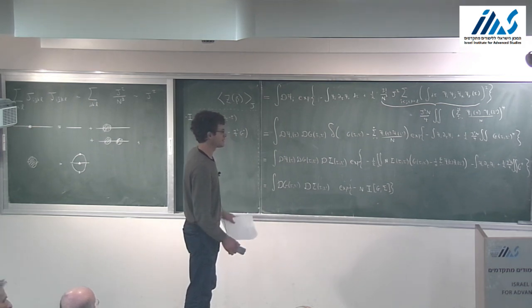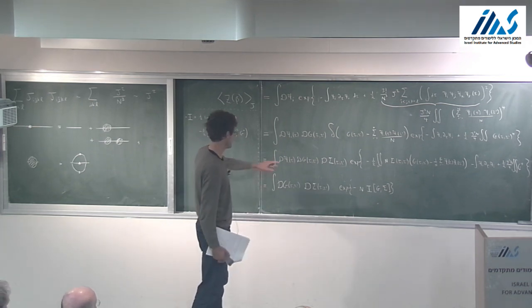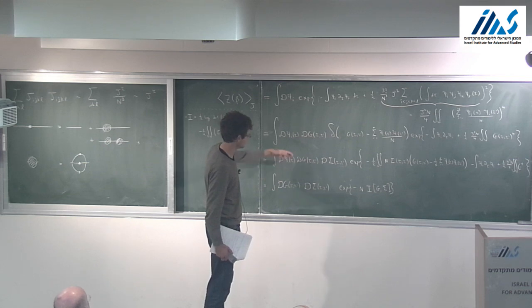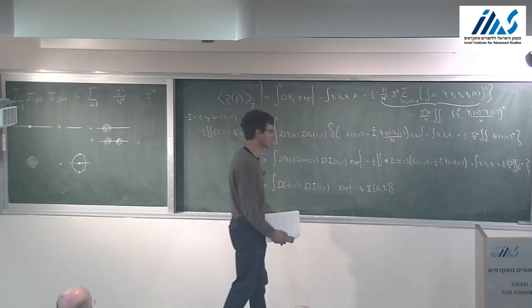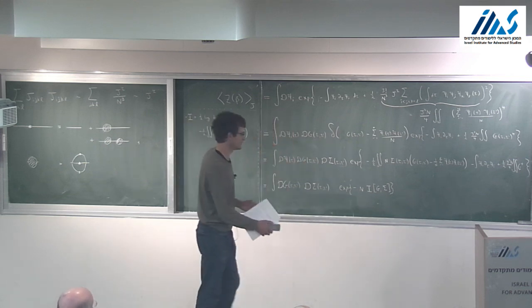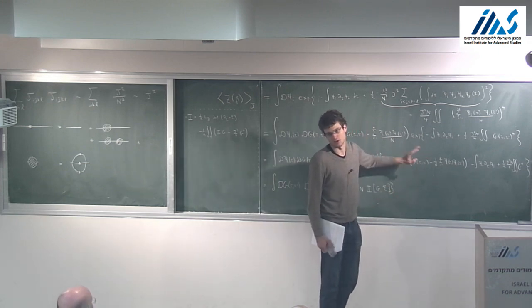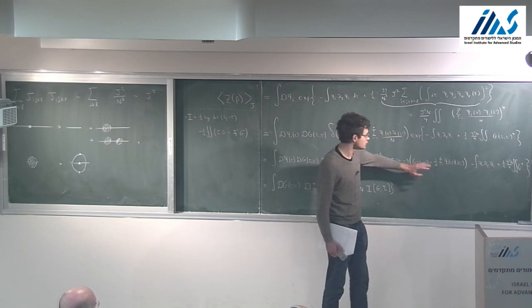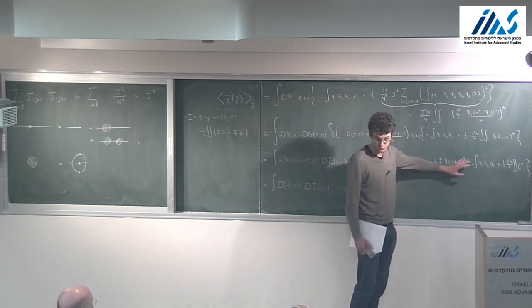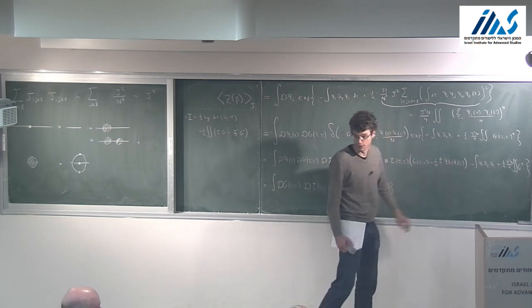Now at this point, it looks like we've made a huge mistake. We started with some fermions, and now we still have the fermions, and we have these bilocal fields. The action doesn't seem to have got much better. But it got better in the following sense. The fermions now only appear quadratically. So we can do the integral over the fermions, the Gaussian integral over the fermions.